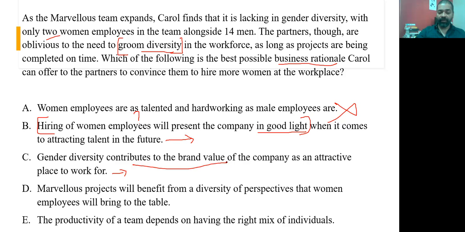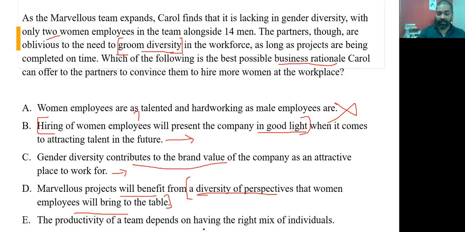Now, marvelous projects will benefit from a diversity of perspectives that women employees will bring to the table. Between C and D we need to compare because they're very close. We'll keep them aside for now. D is also a good candidate because it has a proper business rationale: new perspectives, diversity of perspectives that they'll bring, and the projects will benefit. If we had just said the women will bring a diversity of perspectives to the table, it would not have been enough, because what will I do with those perspectives would be the obvious question. But it clearly tells you that the projects will benefit, making your job a little easier. So D is very close.